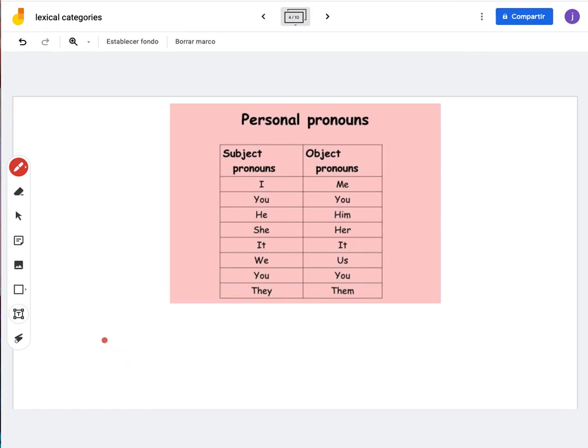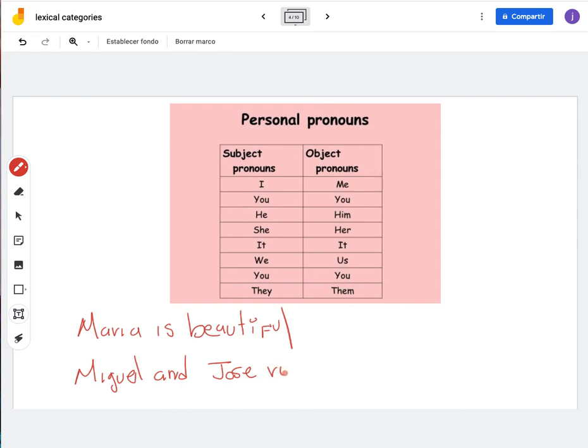Okay, Maria is beautiful. Another sentence could be: Miguel y José run.